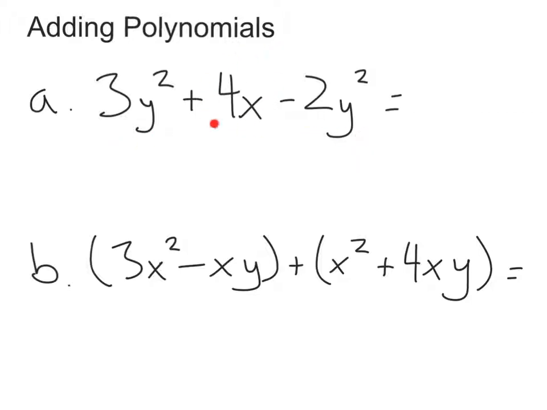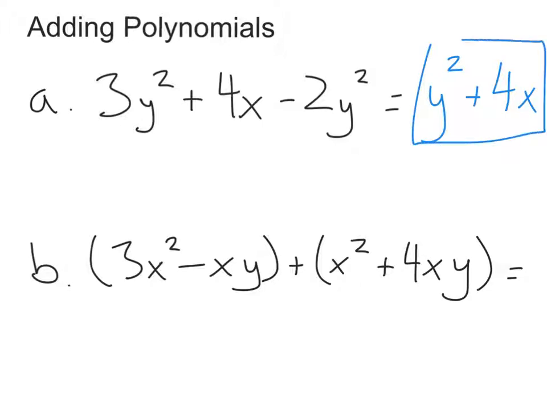This 4x is lonely all by himself. It's just going to stay 4x. But y squareds, these are like terms, so we can combine them. And again, focus on the numbers in front, a 3 and a minus 2. 3 minus 2 gives us 1, so we just get 1y squared, which, by the way, we can just write as y squared because you don't need the 1 in front. And then again, that 4x is just along for the ride. This is the best we can do in this case.